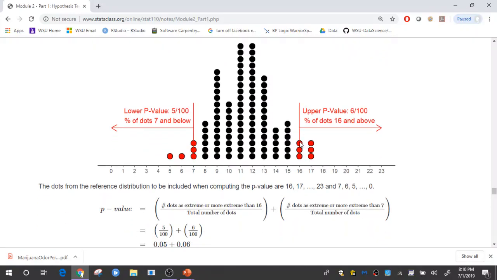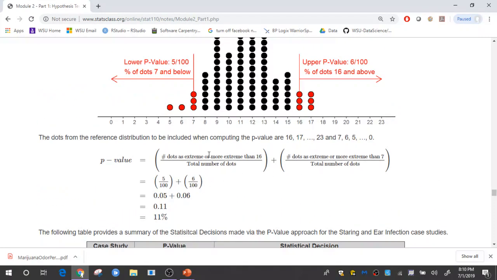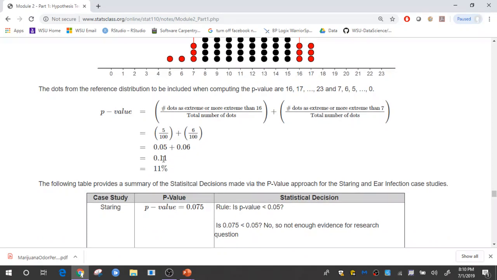The upper tail p-value is going to be 1, 2, 3, 4, 5, 6. 6 divided by 100, or 0.06 on the upper side. Those should be turned around there, it looks like in the notes. So 6 is from the upper side, and then 5 is from the lower side. So there's 1, 2, 3, 4, 5 dots out of 100 that are at 5 or below. So the lower tailed p-value is 0.05 from this end. The upper tailed p-value is 0.06. We put those two together for a two-tailed, and I get a p-value of 0.11.